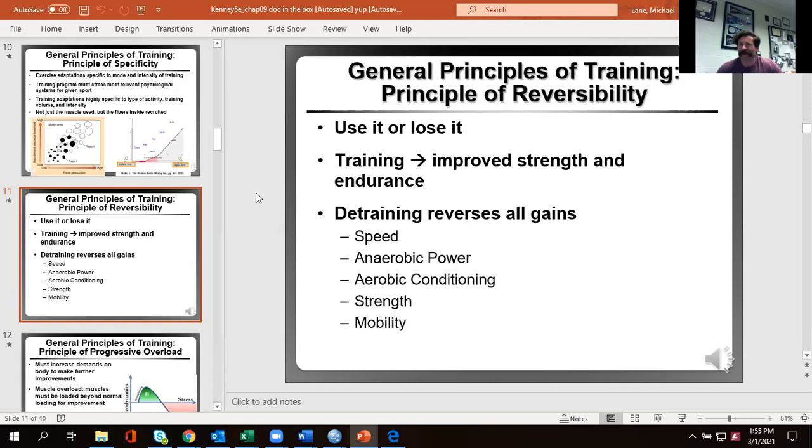Now, this one I think is relatively simple and straightforward. The one thing I would throw out to you guys is when it comes to reversibility, what can you think of as you would convert from one athletic endeavor to another, what you would potentially lose? What do you guys think that you would potentially lose?